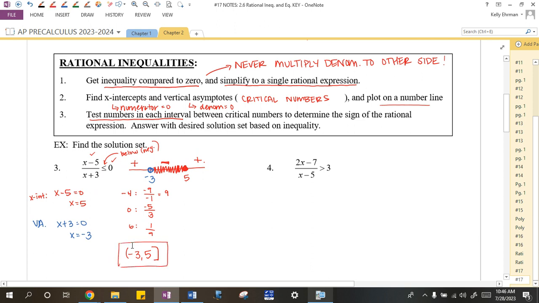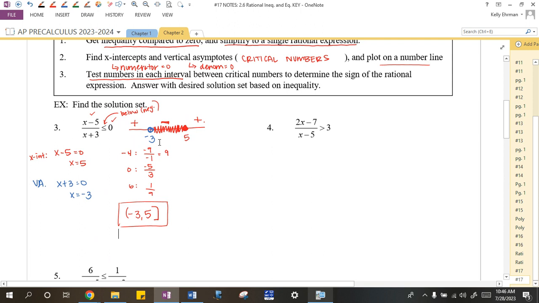The good thing about this is you can check your answers. Pick a number between negative 3 and positive 5 and just double check that it's less than or equal to 0. Pick a number in the other two. It's kind of what you're already doing, but double check, pick a different number in the other two and see if it's coming out correctly.